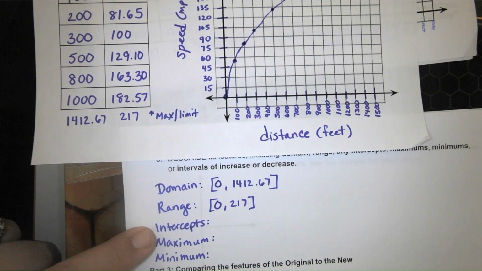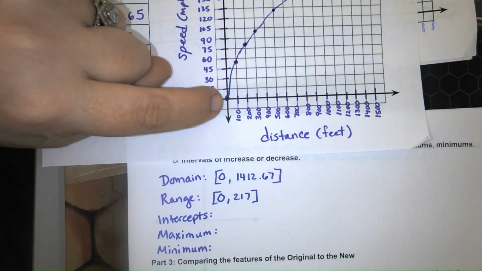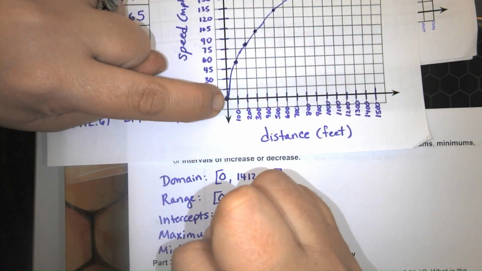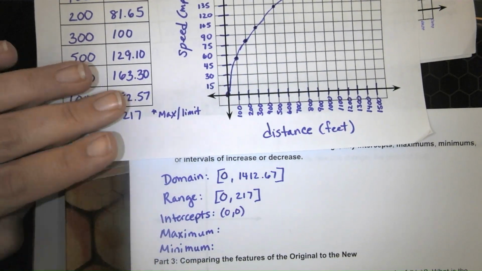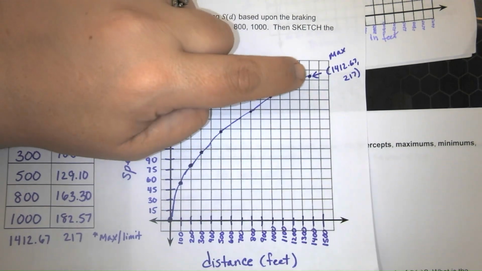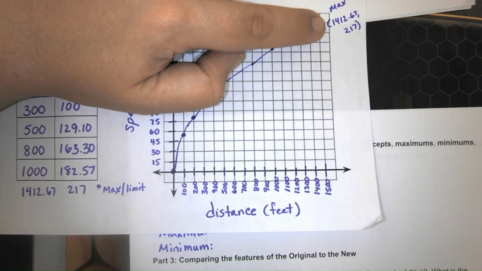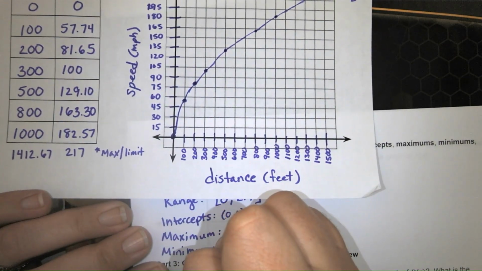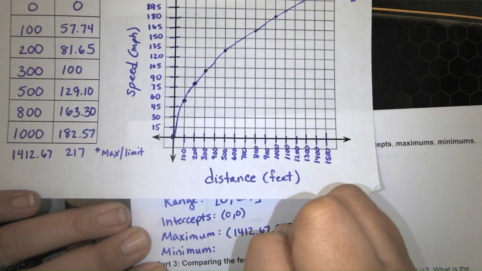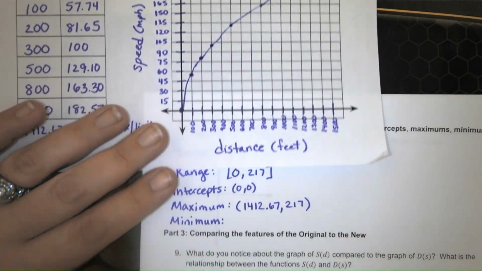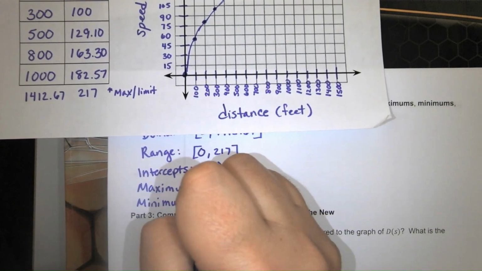For intercepts, is it intercepting the y-axis or the x-axis? Actually, it's intercepting both right here at 0, 0. So we just put the point of intersection. Maximum, we would just put a point. So our maximum point is actually this point up here where we stopped our graph. So that's 1,412.67, comma 217. And then our minimum point is the lowest point on our graph, which is 0, 0.